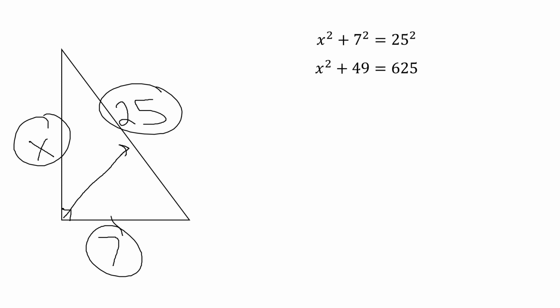Now, I need to get rid of my 49, so I'm going to move it over and subtract. And 625 minus 49 is 576. And thank the Lord for calculators, because I would have no idea what this answer was. Square root both sides. X equals 24. And that's it, guys. Pythagorean's theorem is super easy.